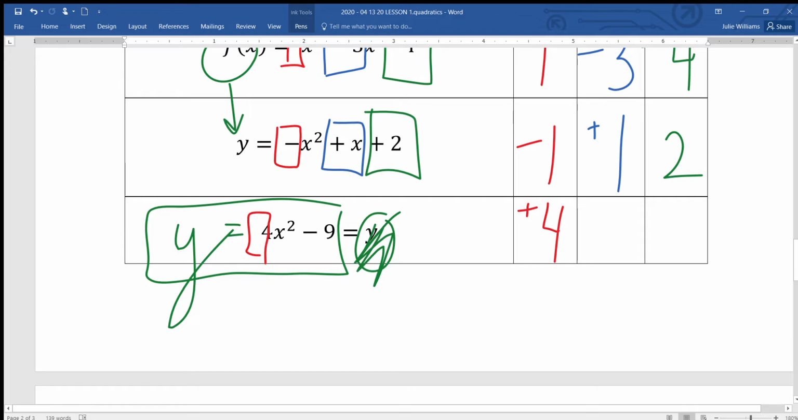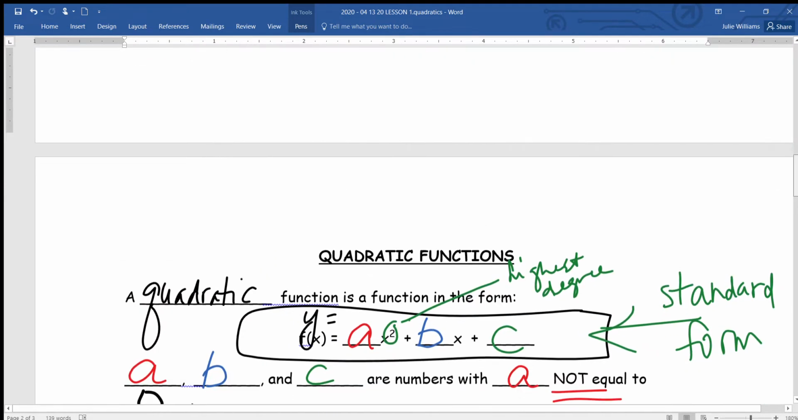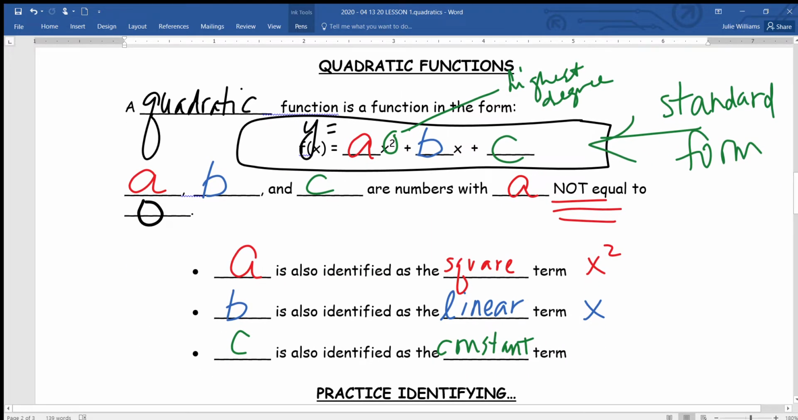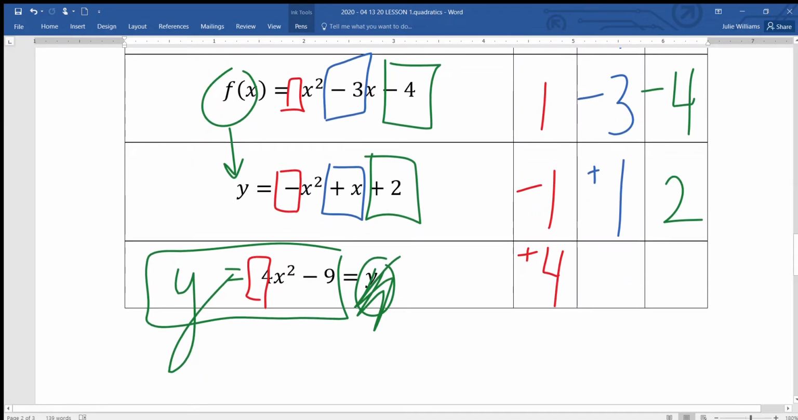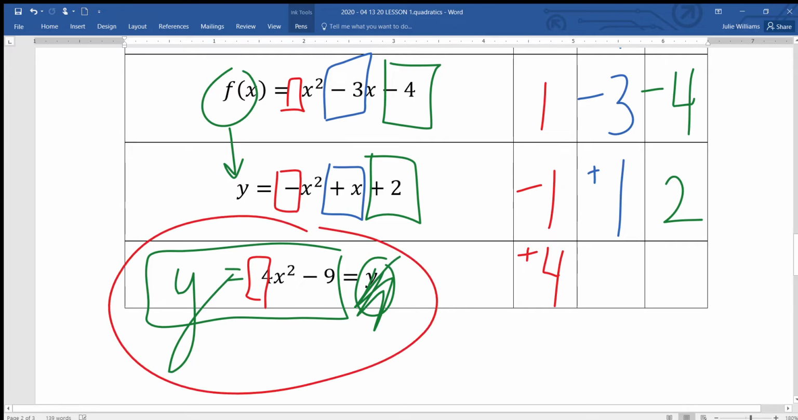What's your b? Let's go back up and look at what the b term is. The b is the coefficient of the x. B is identified as the linear term. Do I have a linear term in this equation or this function? I don't. And that's okay. As long as I have a square term, it still is a quadratic. So my linear term in this case is simply 0. So you put 0 there. And then lastly, your c term is just the constant, which we know is negative 9. There's not an x term, so that's why this is 0.